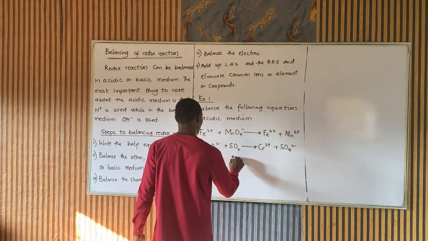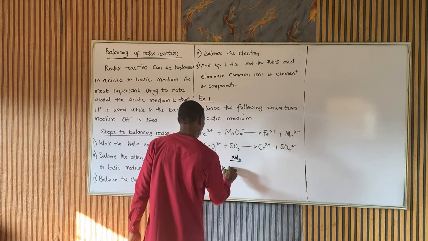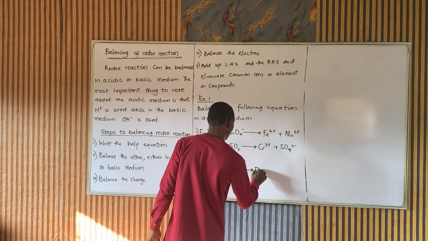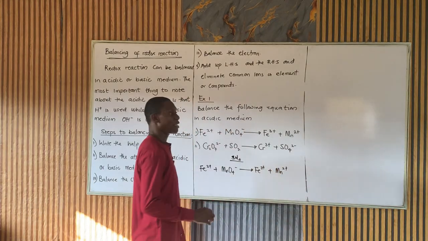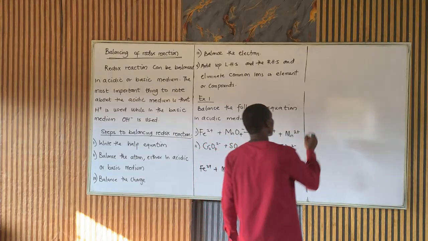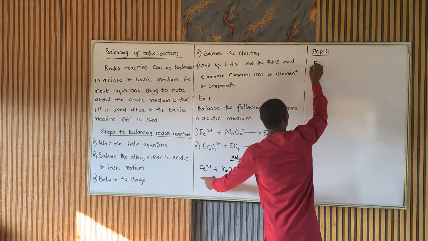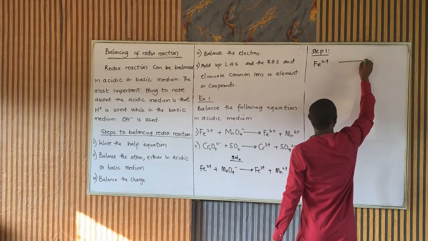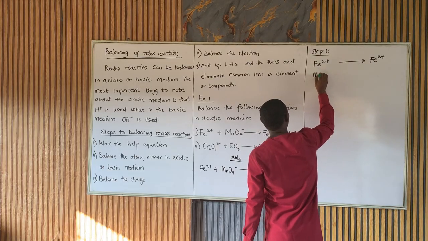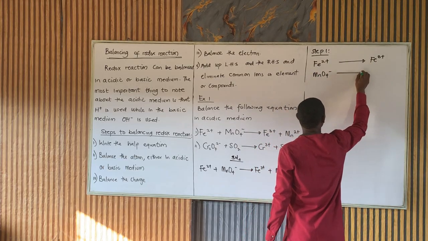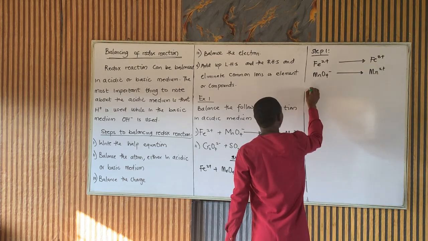So let's start with the very first one now, which is Fe2+ plus MnO4- to give Fe3+ plus Mn2+. Okay, so the first thing is to write out the half equations. That's step 1. The half equations are Fe2+ that becomes Fe3+, and the MnO4- that becomes Mn2+.